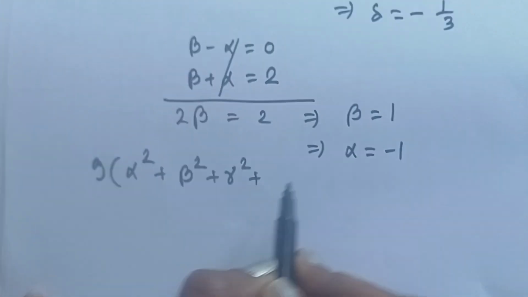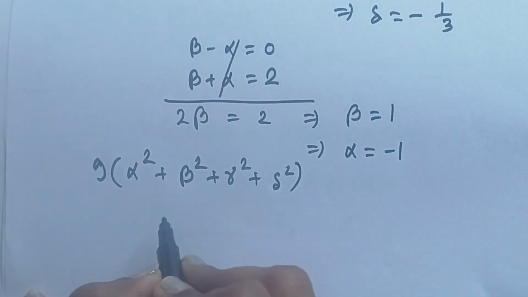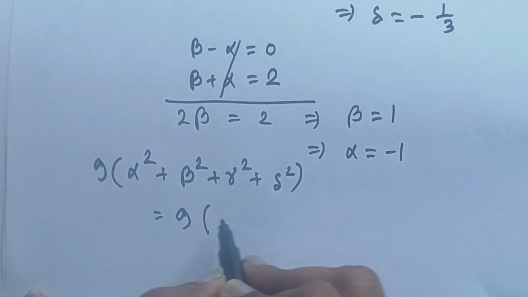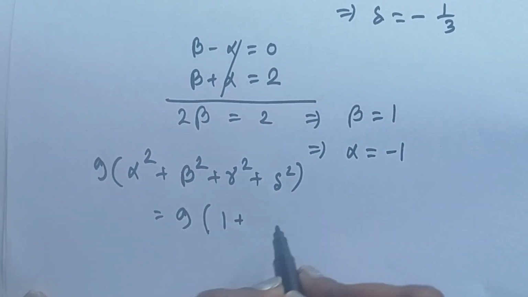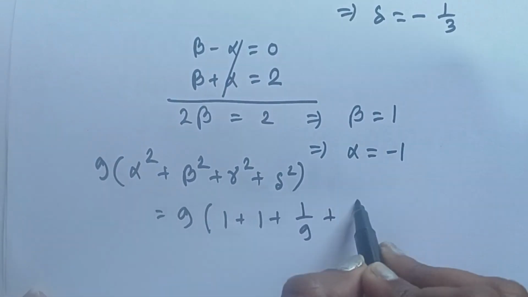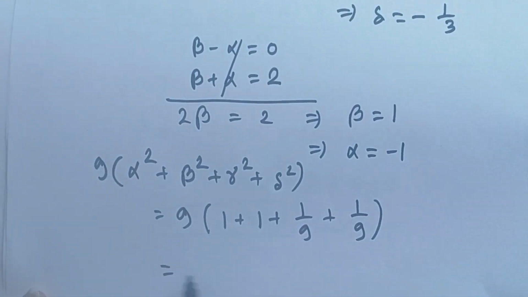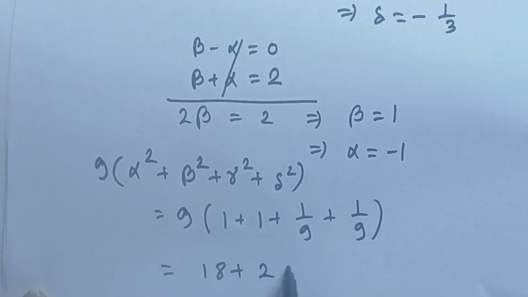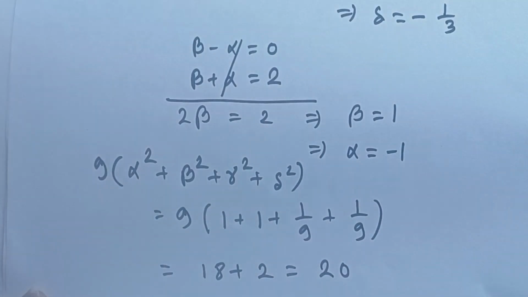Then 9 into (alpha square plus beta square plus gamma square plus delta square) is equal to 9 into (1 plus 1 plus 1 by 9 plus 1 by 9), which equals 9 into 2 plus 18 plus 2. So the answer is 20.